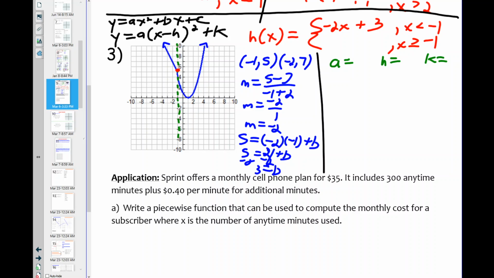Where could you find H and K? Who remembers this from the beginning of the year? The vertex. The vertex here is at 1, 0. So my H is 1. My K is 0. The A is what requires a little bit of work.